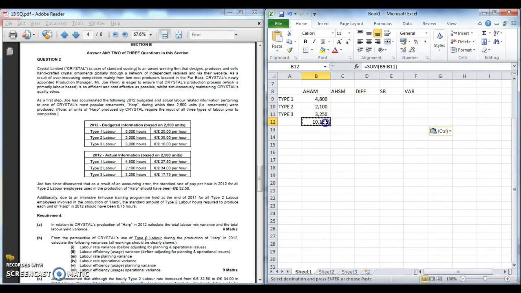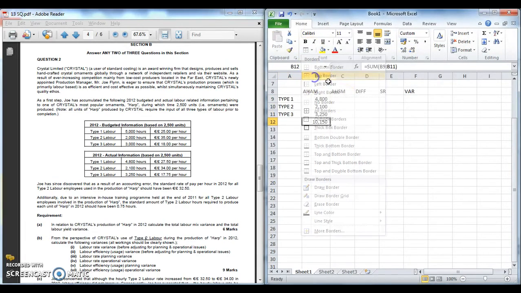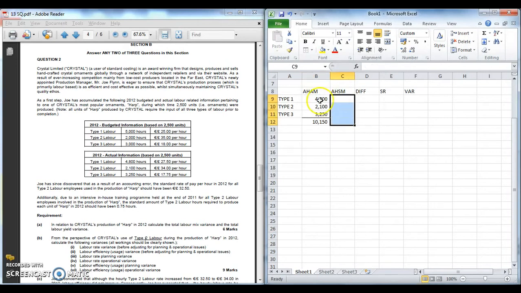So that is the balance there. Now you're doing actual hours, standard mix. So it's the actual hours again, but now we have to do the standard mix. And the standard mix is essentially from the budgeted information. You expected to use in total 10,000 hours: 5,000 plus 2,000 plus 3,000.